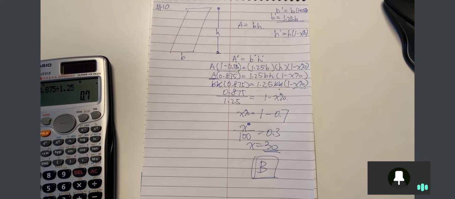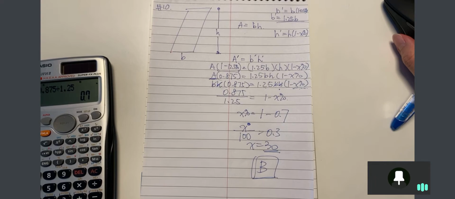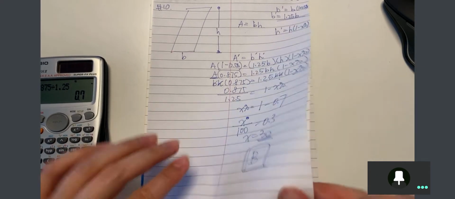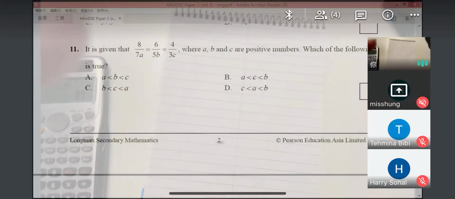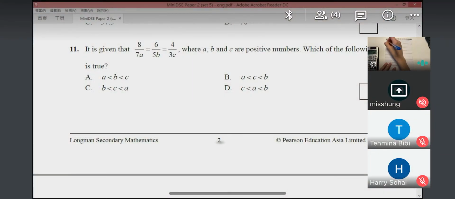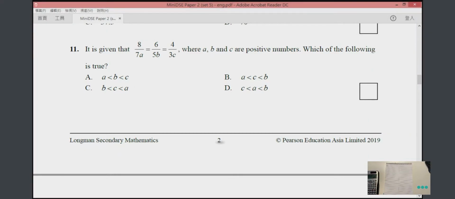And then for number 11, it is a 3-term ratio, A to B to C. So write down 8 over 7 A equals 6 over 5 B equals 4 over 3 C. And I will do it in this way.